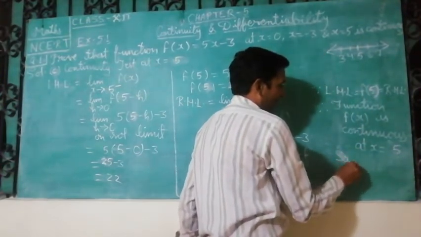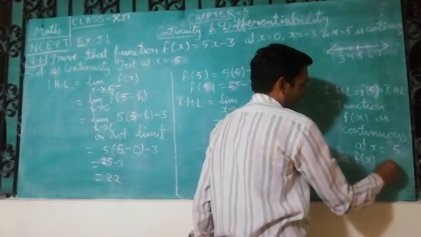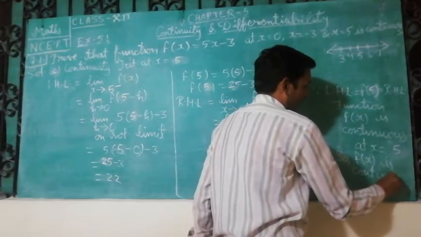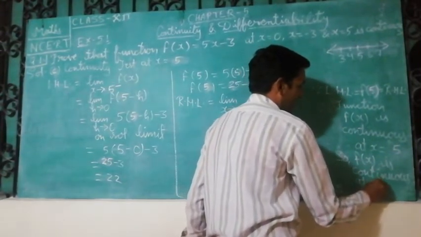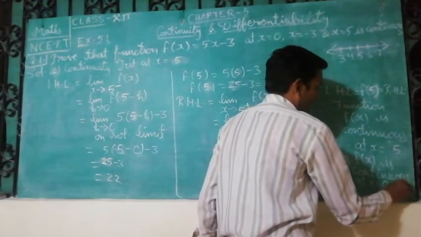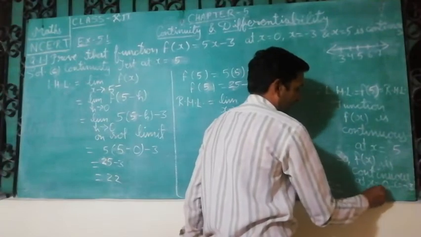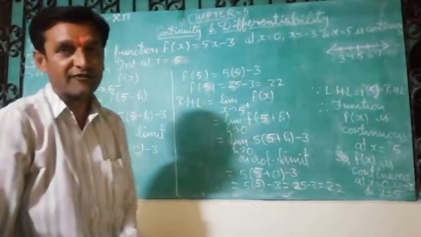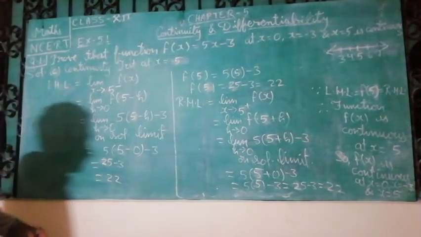So lastly we may conclude that f of x is continuous at x is equal to 0, x is equal to -3 and x is equal to 5. Hence proved, you may also write afterwards in this question. So this first question of exercise 5.1 is now over.